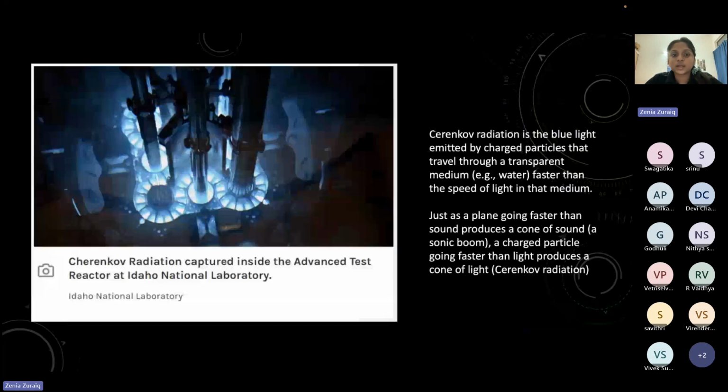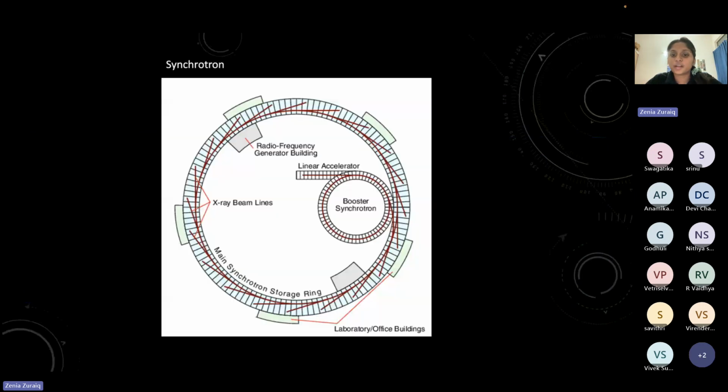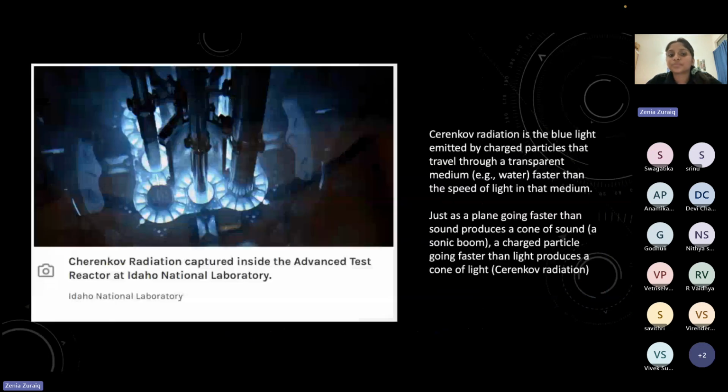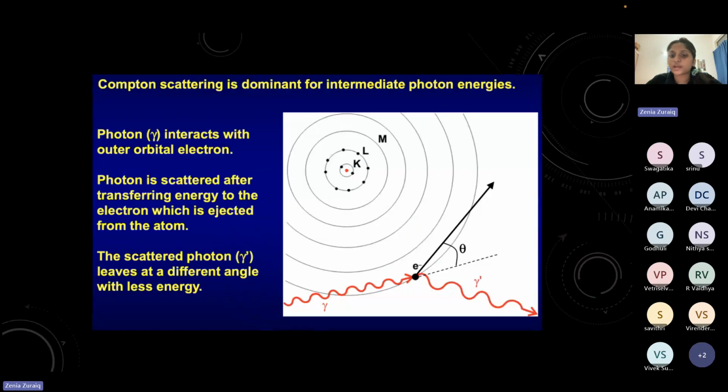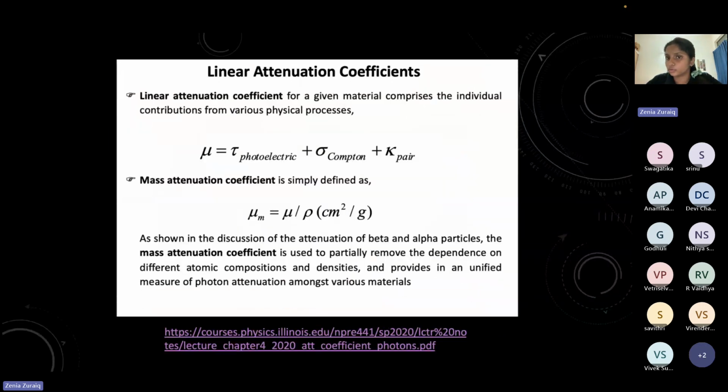So just to recap, we have now looked at, first of all, how we produce charged particles of high energies, and also how these can interact with matter. We also looked at how photons interact with matter, and of course these two are different because photons don't have charge and the particles do. So with this we can go to the question section.